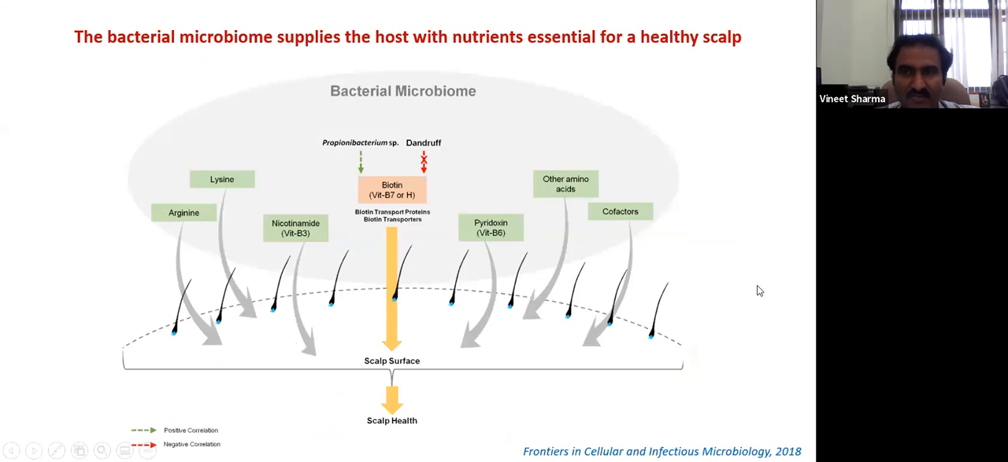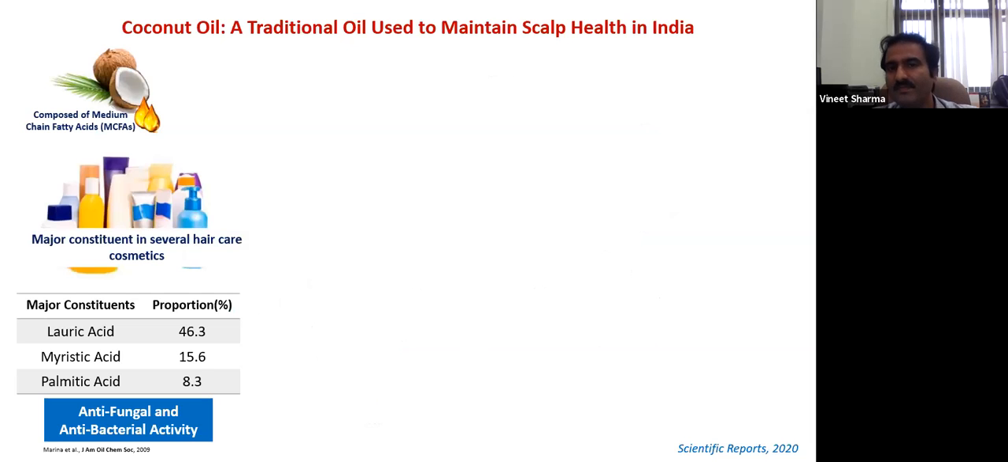And so basically, this is the model that proves that this particular bacteria, Propionibacterium, contains the genes for biotin biosynthesis. It also has the transporters for export to the host, along with other nutrients, and they are absorbed by the scalp in healthy conditions. And when this microbiome is disturbed, it leads to dandruff and other scalp problems.